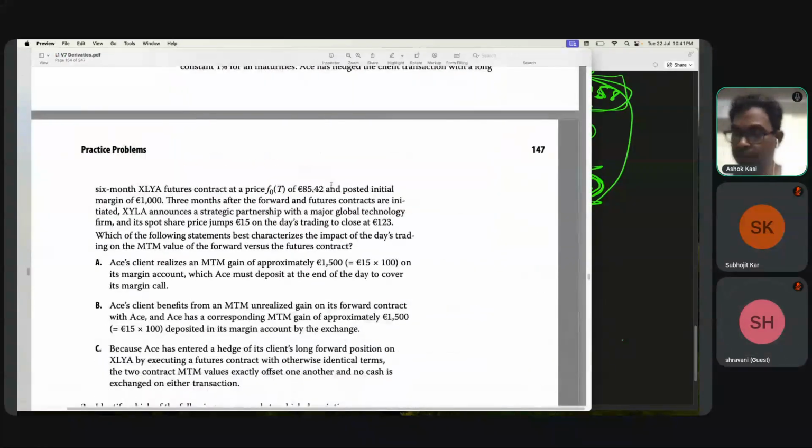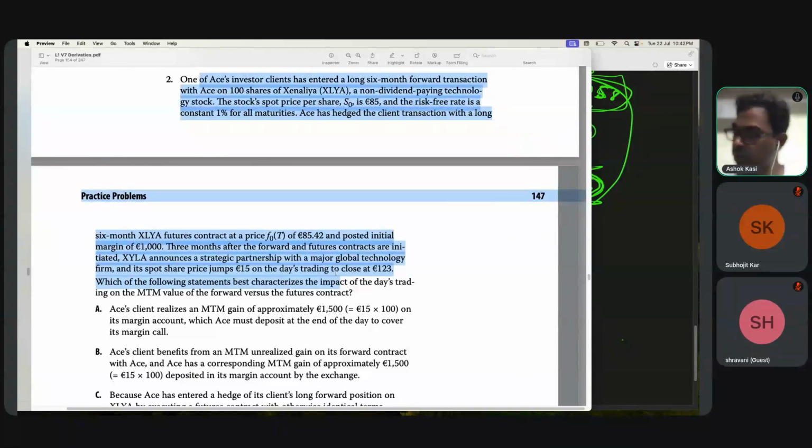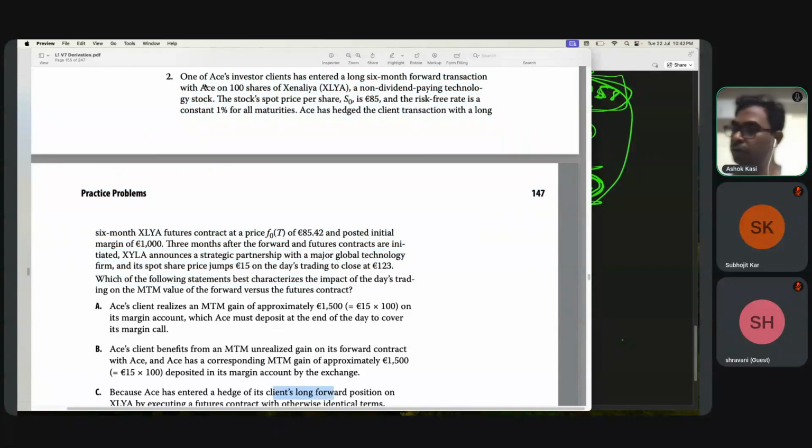Then next one. One of ACE's investor clients has entered a long 6 months forward transaction with ACE on 100 shares of Shenalia, a non-dividend paying technology stock. Oops, so lengthy a question. Here, the client realizes an MTM gain of approximately 1,500. The client benefits from an MTM unrealized gain because ACE has entered a hedge.